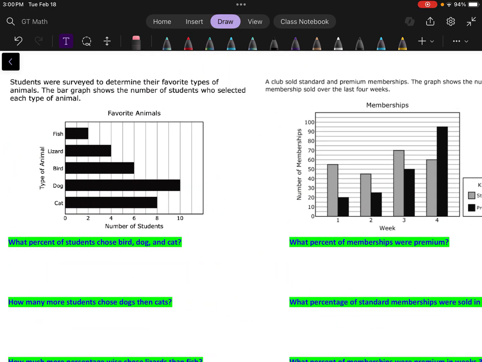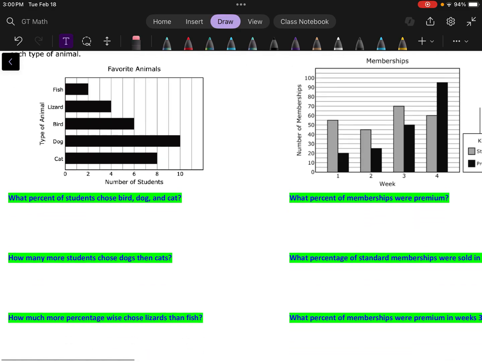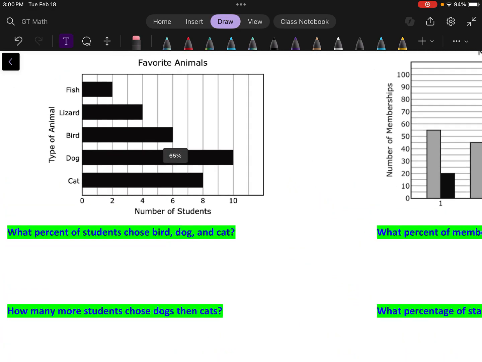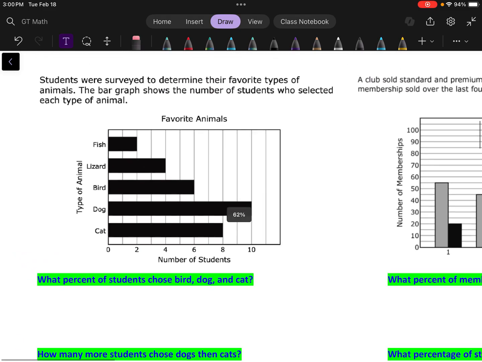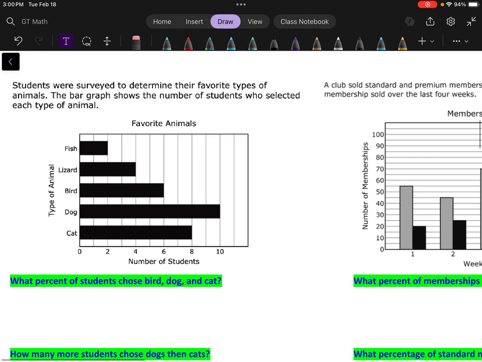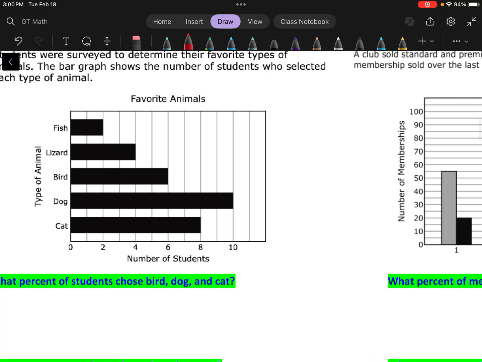You've probably seen bar graphs before. This one we did yesterday in our practice, but I wanted to go over it. Nowhere does it tell you how many total people were surveyed, but you can figure it out. How many people chose fish? 2. How many chose lizard? 4. How many chose bird? 6. How many chose dog? 10. How many chose cat? 8. And now that you know how many they chose, add them all up. In this case, you'll get 30 total.